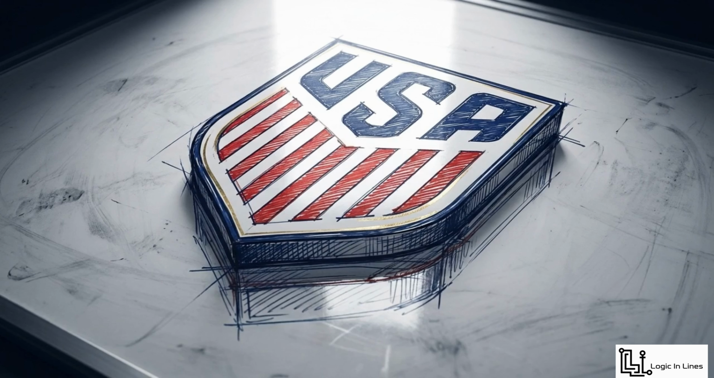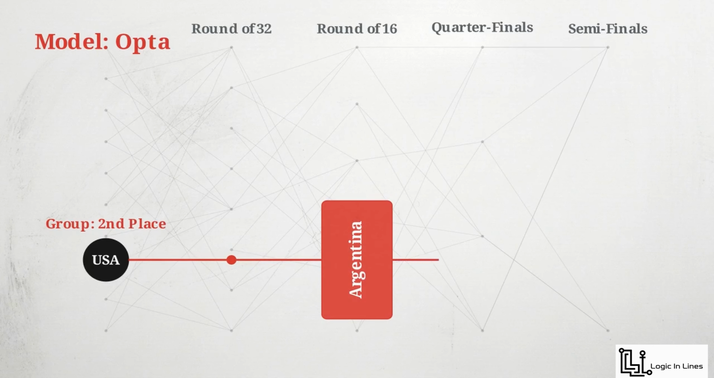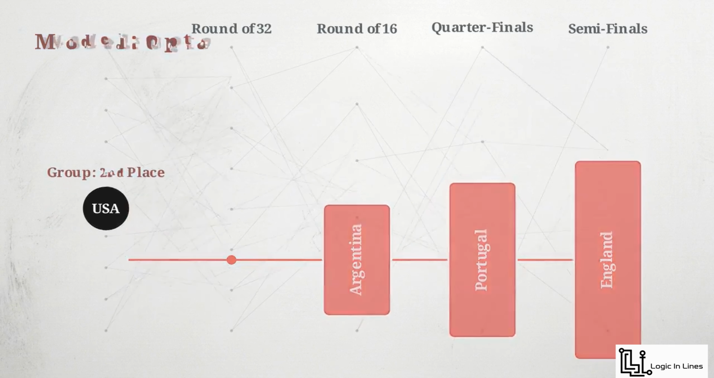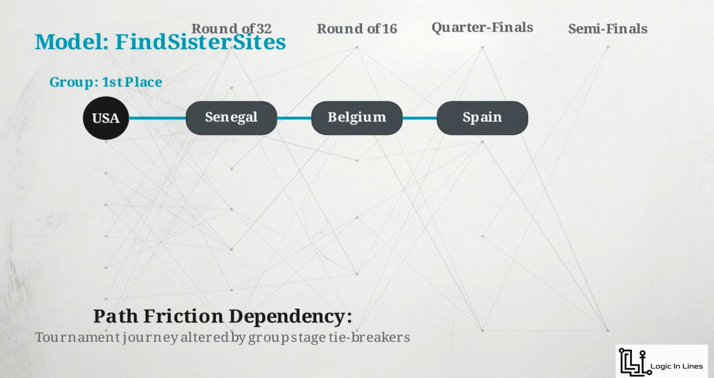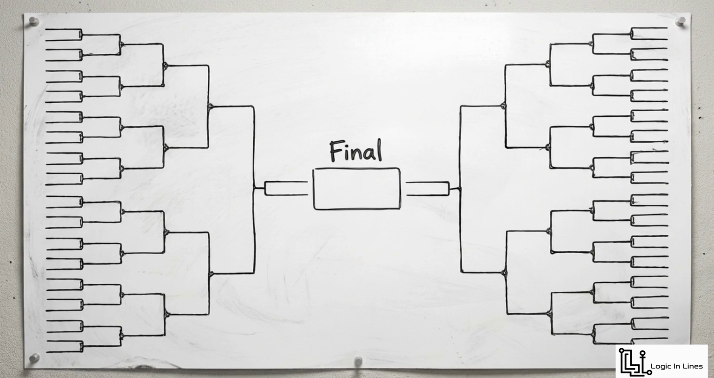men's national team. The Opta supercomputer projects an extremely high-friction route for the U.S., facing Argentina, Portugal, and England in succession. But running those same teams through the Find Sister Site simulation generates a completely different U.S. bracket, proving just how sensitive these engines are to minor shifts in group stage tiebreakers. Forcing a champion to navigate 5 knockout matches makes path friction the ultimate filter. Raw strength does not secure a trophy in a 48-team field. It simply purchases a fractional advantage against probability.